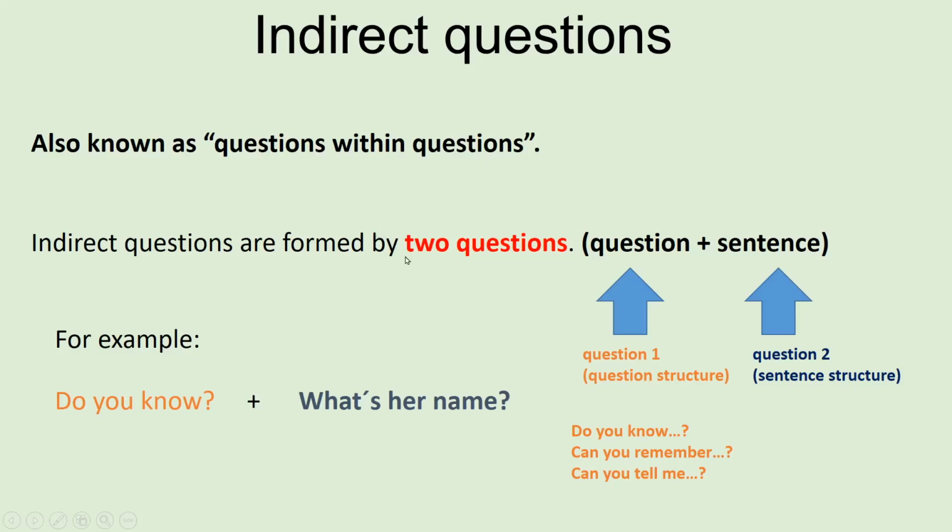And they are formed by two questions. In this case, for example, we need to make one question with two questions. Do you know? Plus, what's her name? So, but the structure changes.